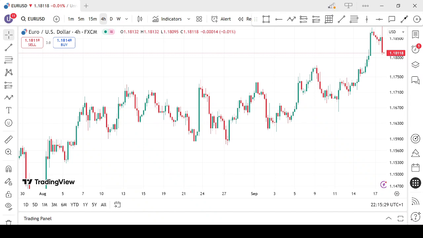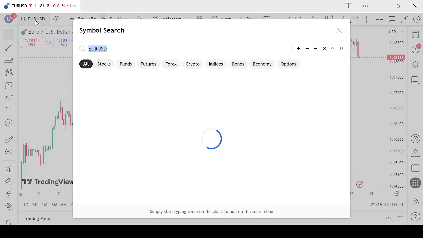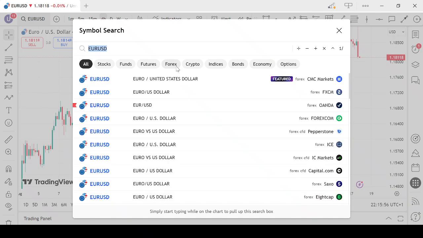To start trading as a student, the first step is to understand what trading really means. Trading involves buying and selling of financial assets like stocks, forex, and crypto with the goal of making a profit. So you can trade stocks, futures, forex, crypto, indices, bonds, and so on and so forth.